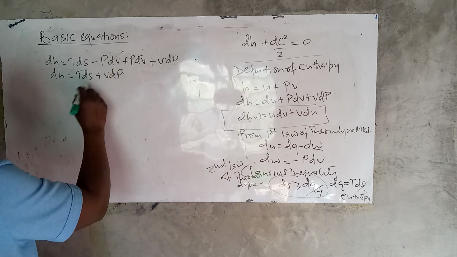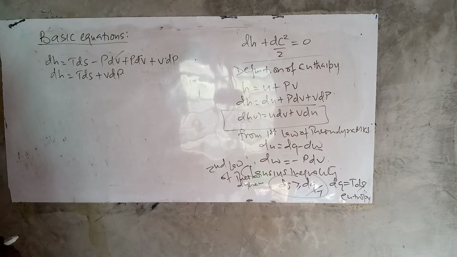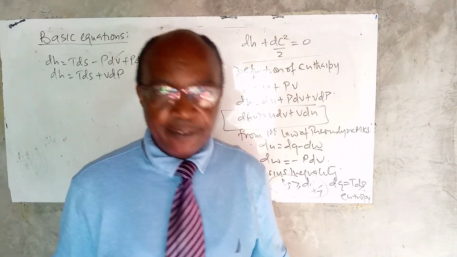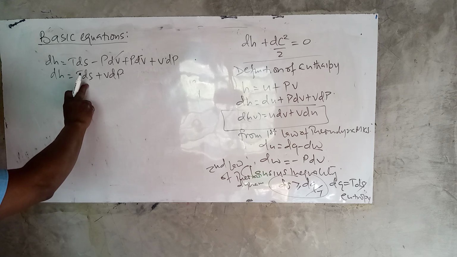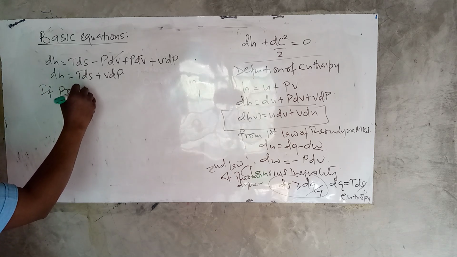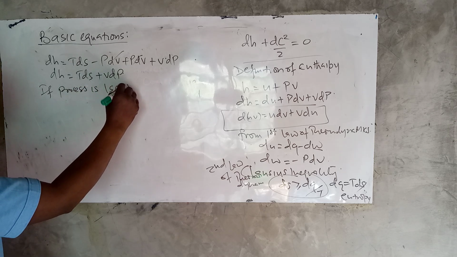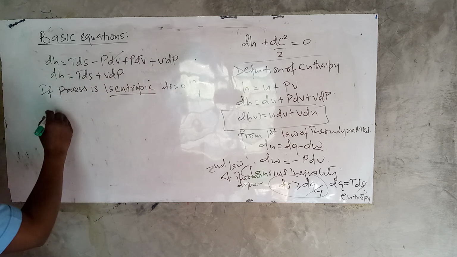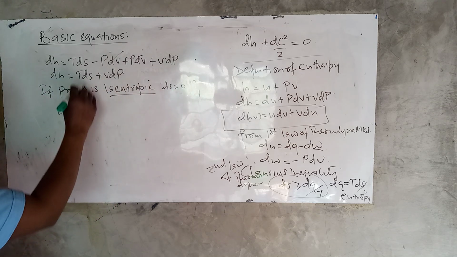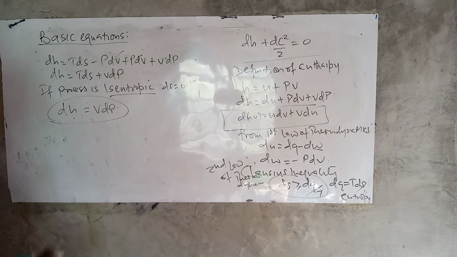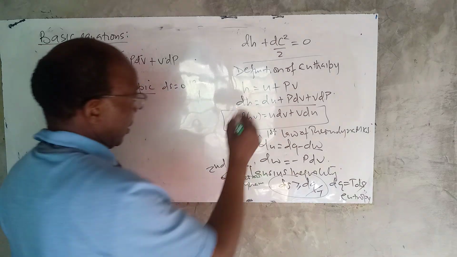So if the process is isentropic, in other words, there's no change in entropy, then this term will vanish. If the process is isentropic, that means dS is equal to 0, then dH will be equal to VdP. So those are the fundamental equations which I've gotten there.